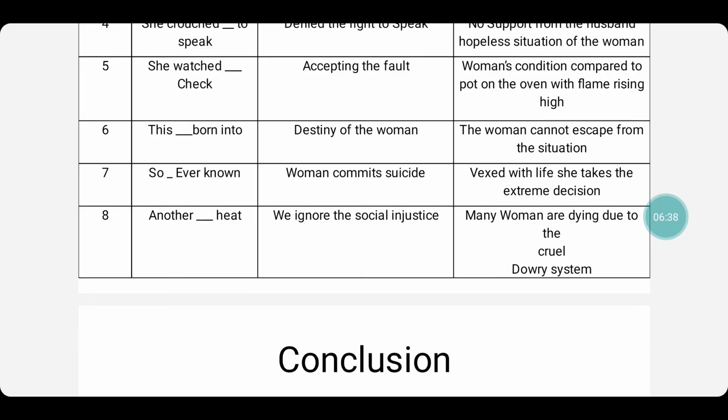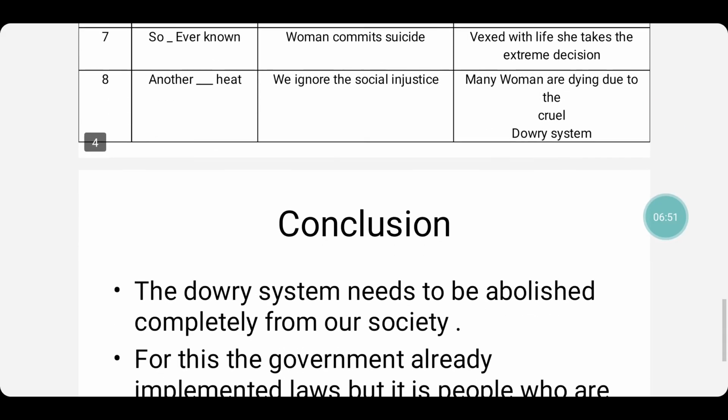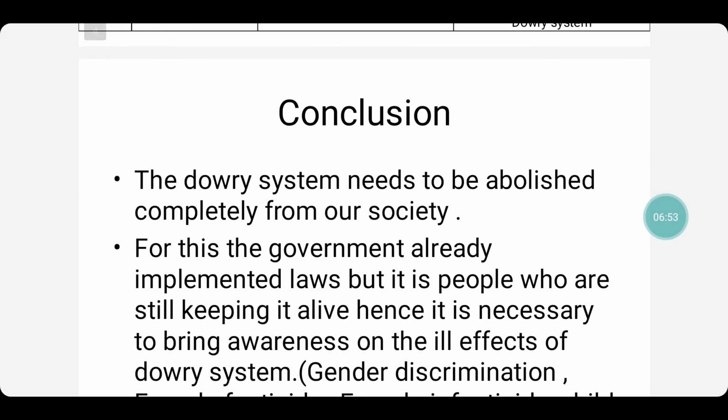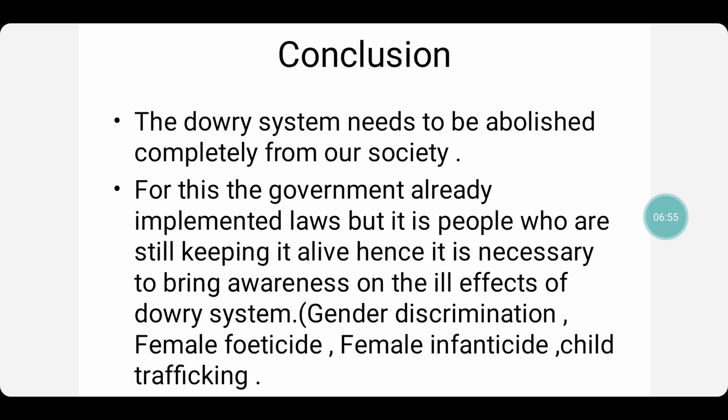And at last, the last stanza, "Another to heat". Here the theme is, we ignore the social injustice. And the meaning is, many women are dying due to the cruel dowry system, and we are in no way raising our voice against it.